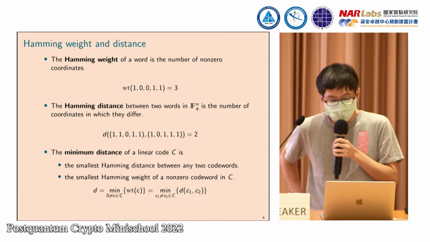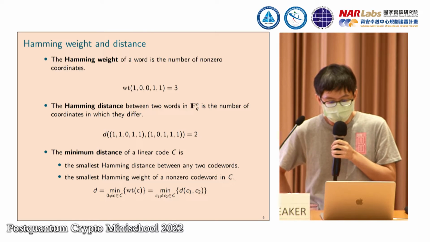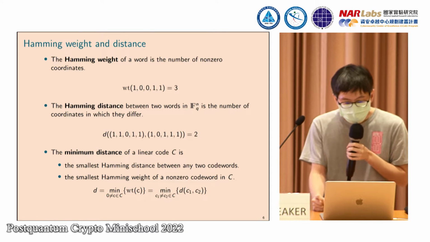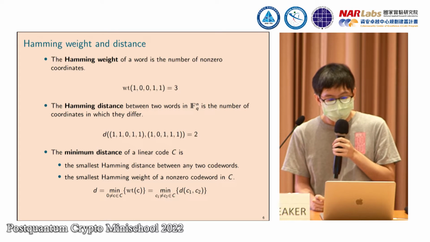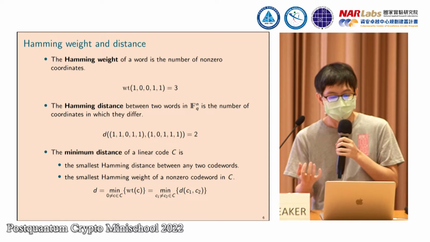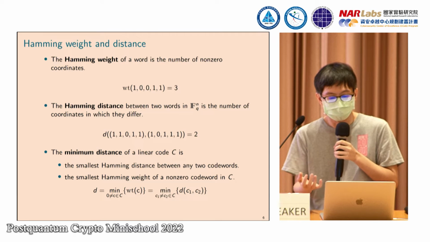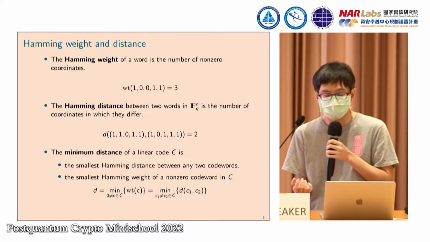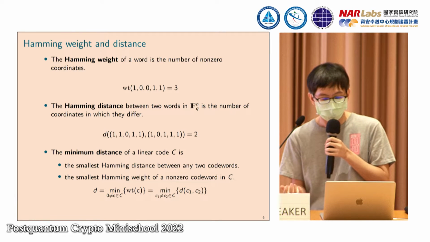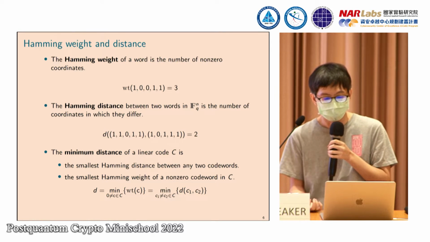Okay, now we can talk a little bit about what I mean by not so many errors. First of all, we need to know what's called Hamming weight. The Hamming weight of whatever vector is just the number of non-zero coordinates in that vector. For example, here we have 1, 0, 0, 1, 1. Then the number of non-zero coordinates is 3, so the Hamming weight is 3.